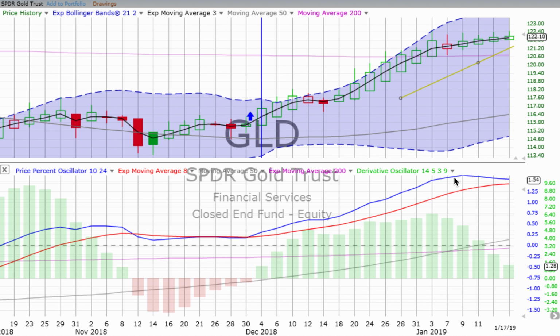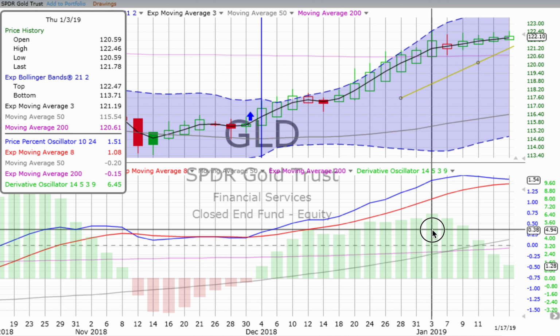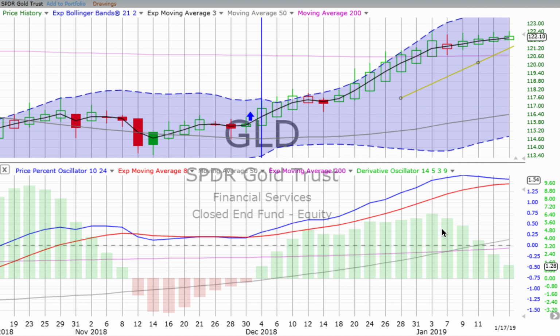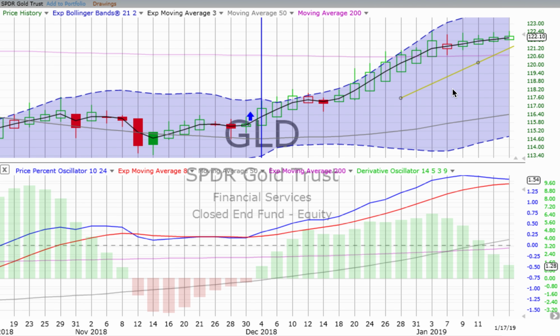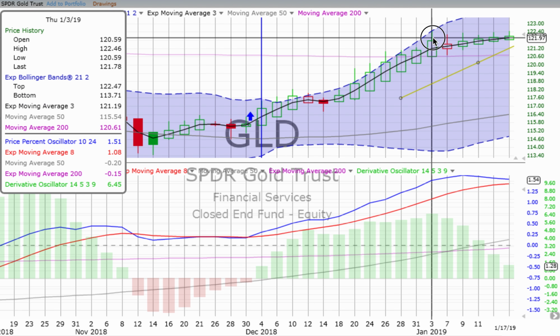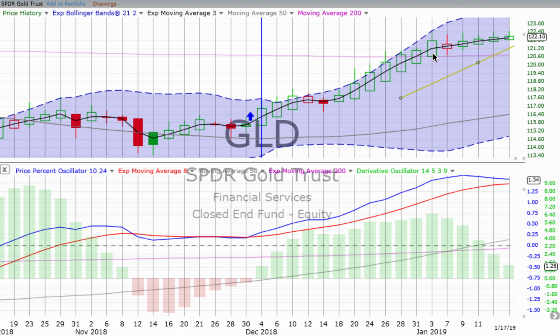That's where you sort of see the oscillators losing momentum. The derivative oscillator topped out back on the 3rd of January. And we see the price percent oscillator's been heading down since it topped out on the 9th of January. Even though price movements moved up, it hasn't approached where it topped out, or it hasn't closed where it topped out all the way back on the 3rd of January. So again, we see the oscillators losing momentum, means price movement is slowing down.